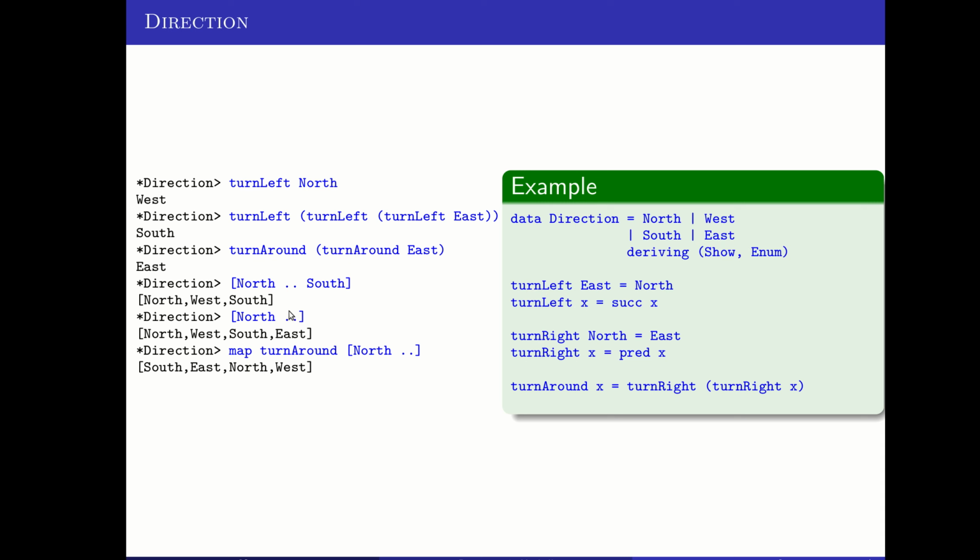If I wanted one that went further, then I might have to do some tricks with my turnLeft or turnRight to be able to get more than just those. If I wanted to take 8 turns, then maybe I could map that turnLeft 8 times or something like that. I can map onto lists of that type as well. So I map turnAround onto it, and you see that I get the opposite of each of the directions that was given there.